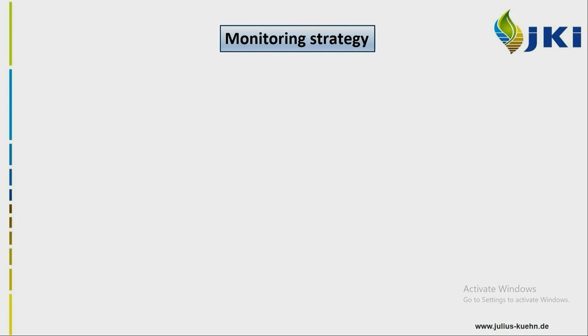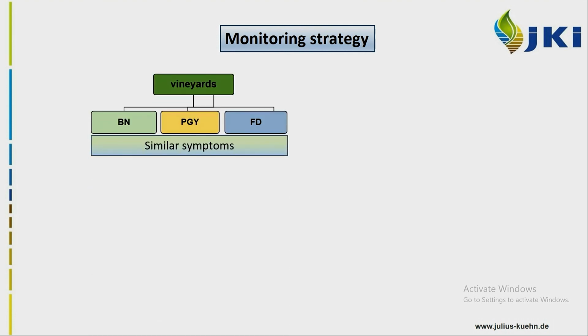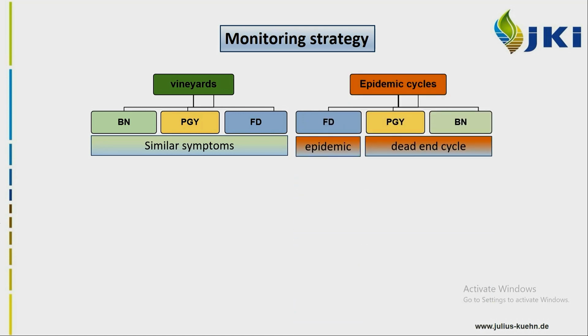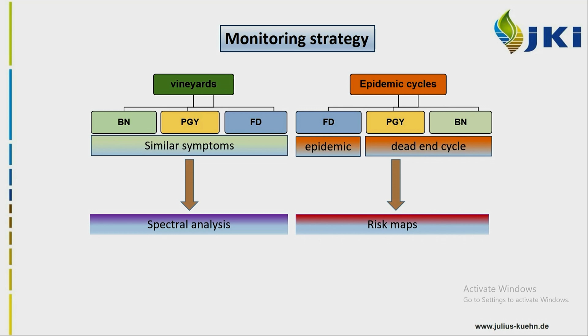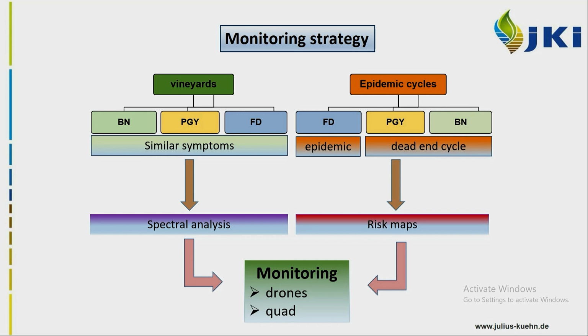So based on this situation, we developed a monitoring strategy. We have the vineyards on one side with the three different phytoplasma diseases, which cannot be distinguished by visual symptoms. They all have similar symptoms. On the other side, you have the associated epidemic cycles, within which only FD is epidemic. So for the discrimination of the three phytoplasma diseases, we chose spectral analysis in the non-visual range for detection, and in order to decipher the epidemic cycles, we use risk maps. Bringing together these two components, we want to develop a multi-level monitoring system by using drones and quad.